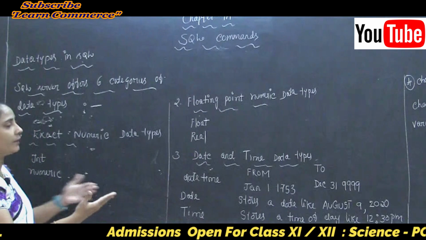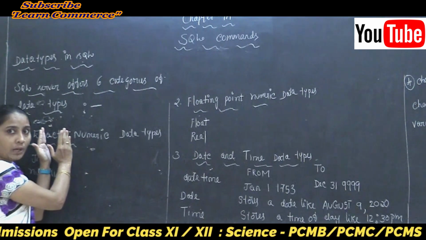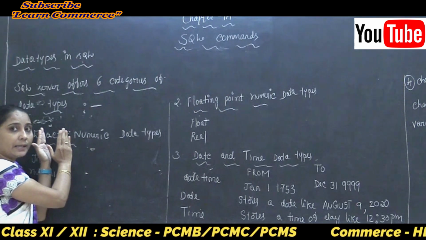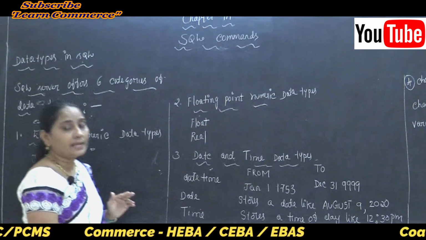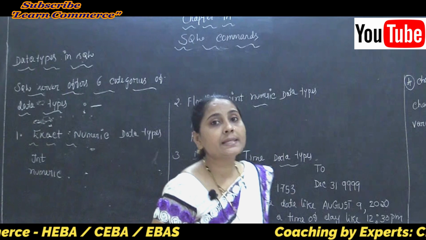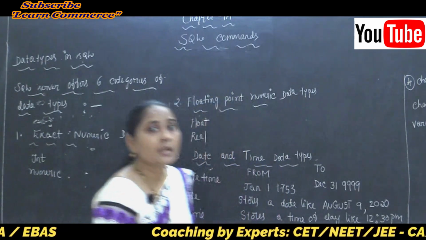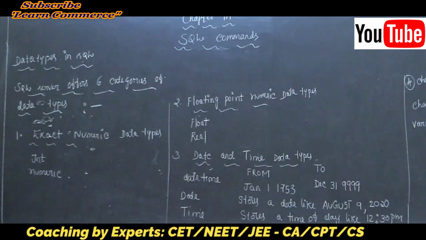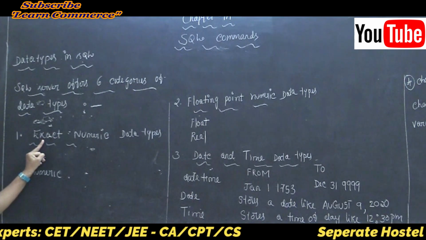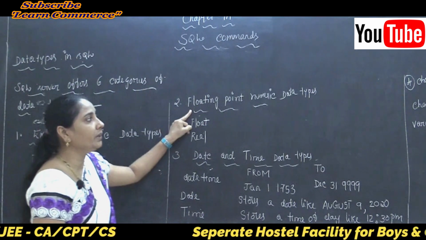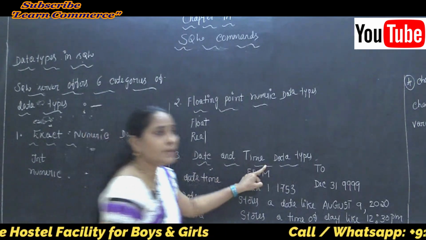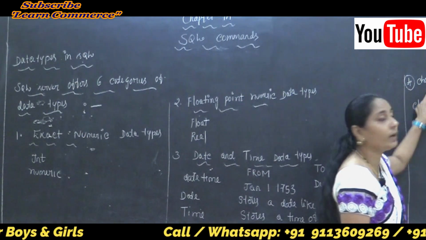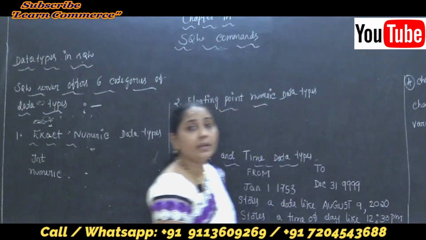Maybe I already said why? Because depending on the column, we are going to select the data type. So many types of data types are there. SQL Server offers 6 categories of data types: the exact numeric data types, floating point numeric data types, date and time data types, and the last one, character and string data types.